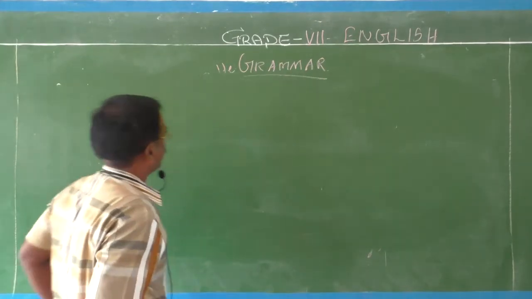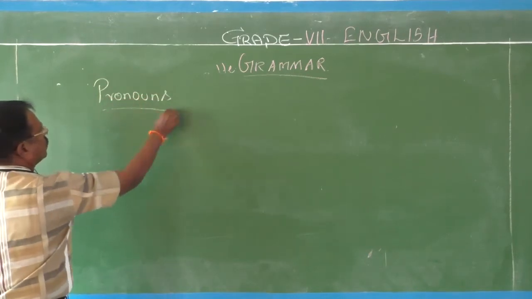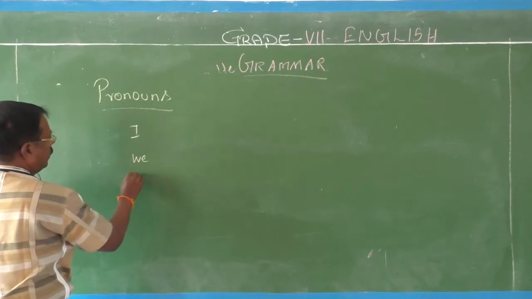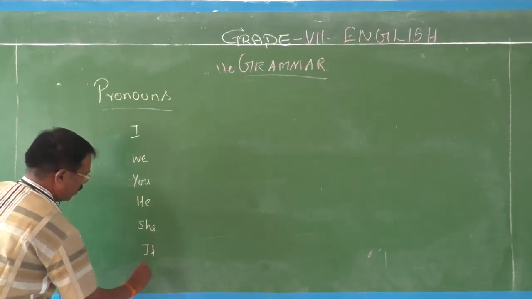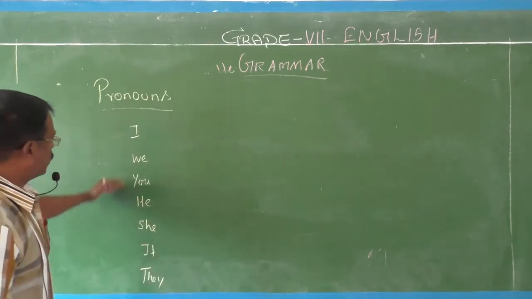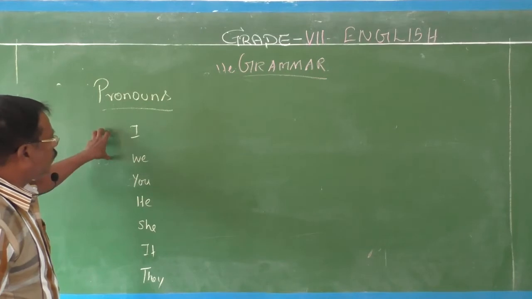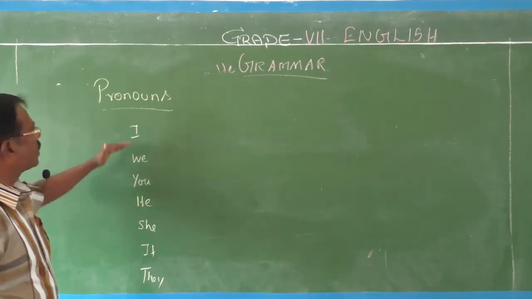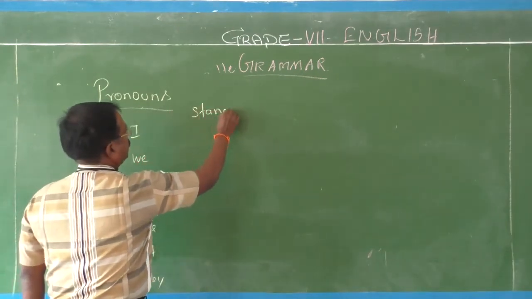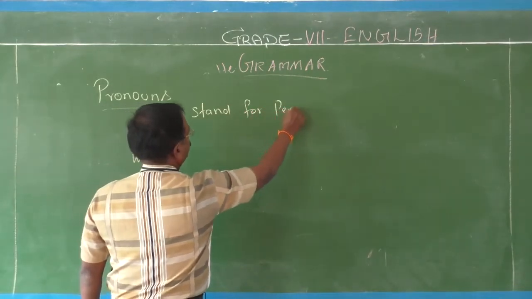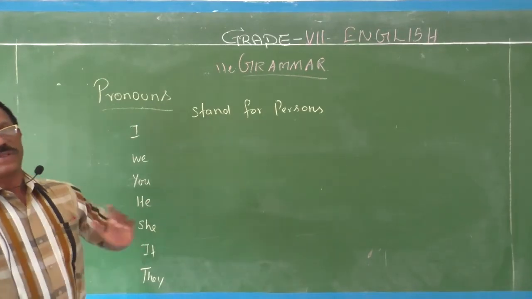I will write all the pronouns one by one. Pronouns: I, we, you, he, she, it and they. They are called personal pronouns. They are used for names of persons and places. Therefore, they are called pronouns. See, these pronouns stand for persons.